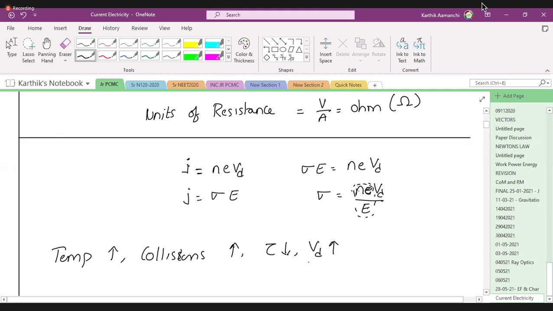So you are saying here, according to what you said, VD should actually increase when tau is decreasing, because VD is equal to eE tau by m, right? But now you are saying tau decreases and sigma decreases, you are telling. So I'm going to the commerce group, I will leave my science group.